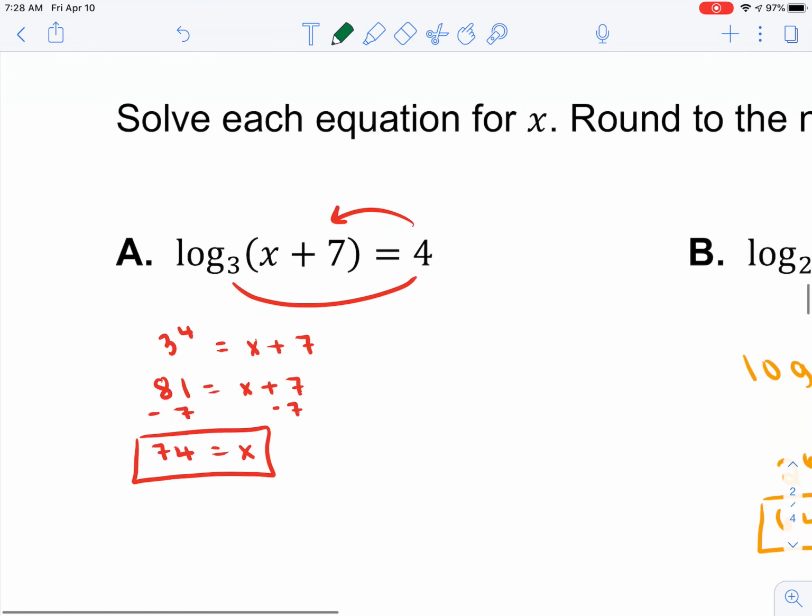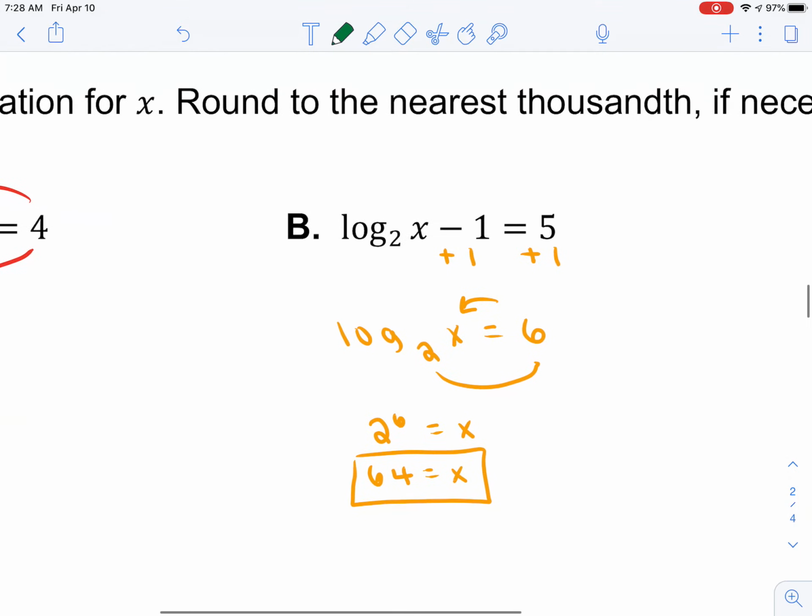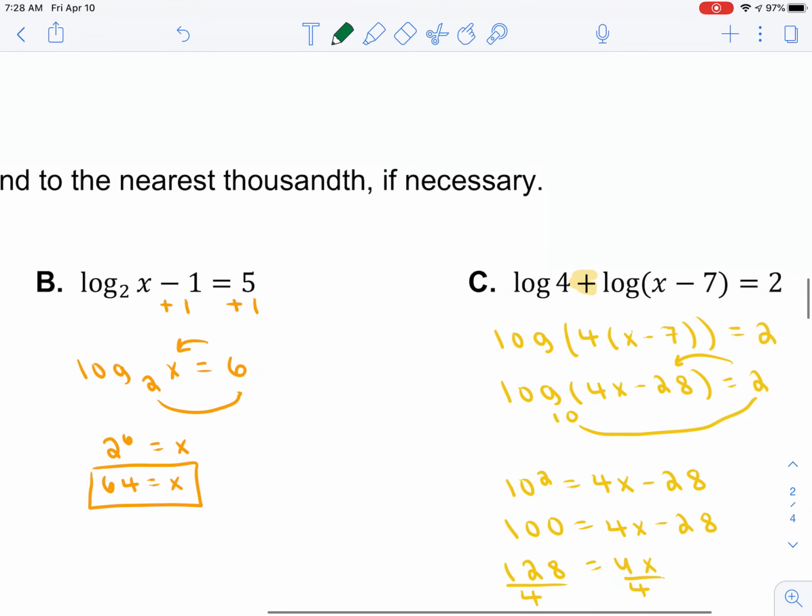So for the first one, you should have done the circle of life, gotten 3 to the 4th equals x plus 7, 81 equals x plus 7, subtract that 7, and you get an answer of 74, and it does in fact work. For part B, also only one log, so you had to isolate it by adding 1, then do the circle of life. You get 2 to the 6th equals x, and then x equals 64, also works.